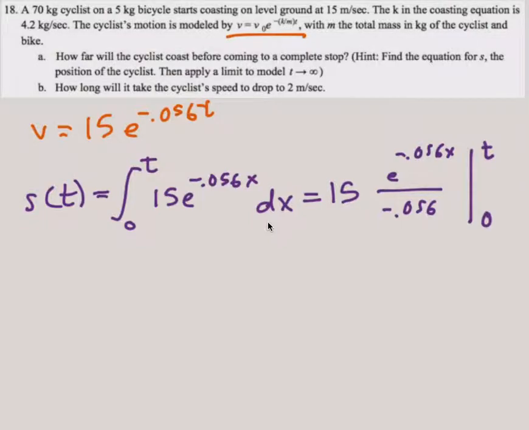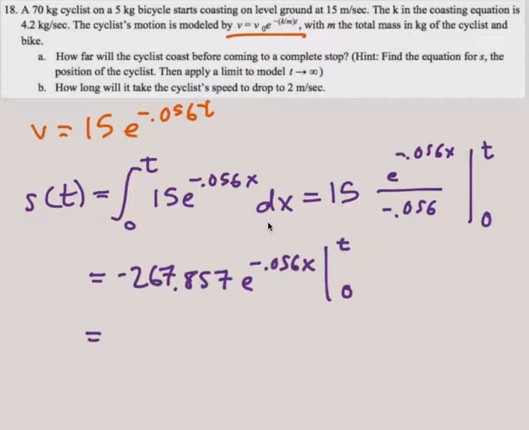Now plugging t in for x and 0 in for x, I would get 15. Actually here I'm going to simplify things a little bit. I can do 15 divided by negative 0.056, which gives me negative 267.857, times e to the negative 0.056x. And now actually plugging in t and 0.